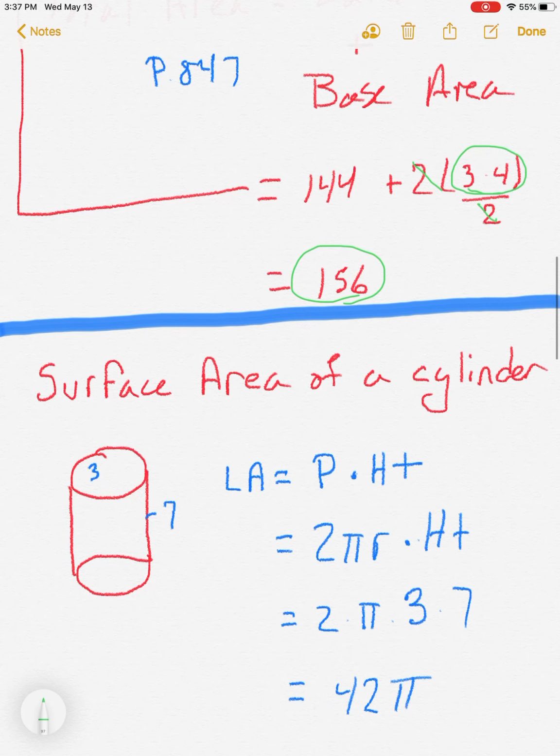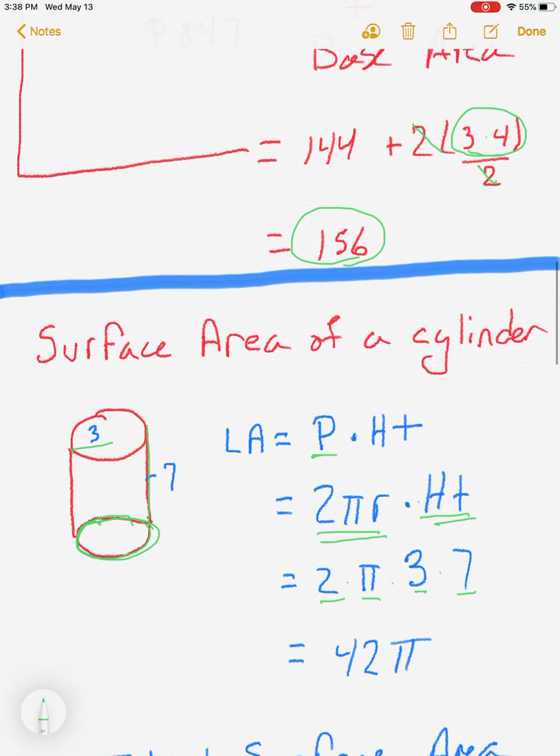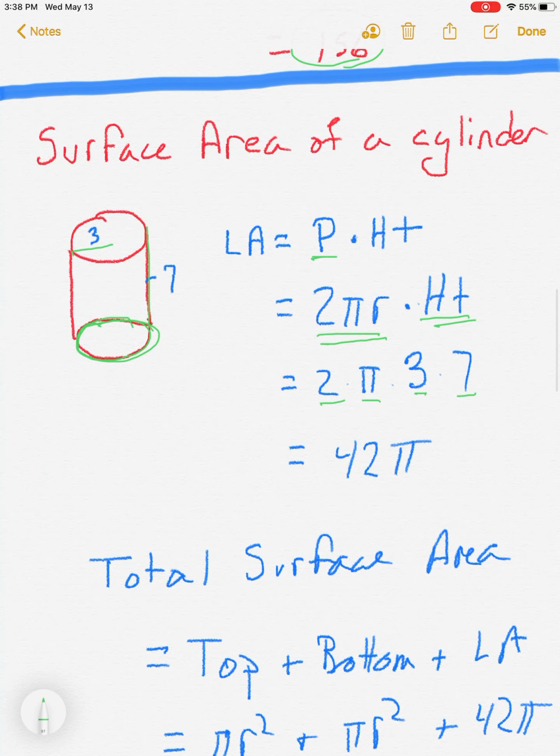The surface area of a cylinder is equal to the perimeter multiplied by the height. In order to find the perimeter of the circle, we have to use the formula 2 times pi times r multiplied by the height. In the problem pictured here, the radius is 3. 2 times pi times 3 would be the perimeter of the cylinder multiplied by the height of 7, giving us a lateral area of 42 pi.